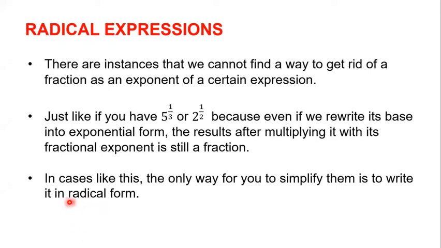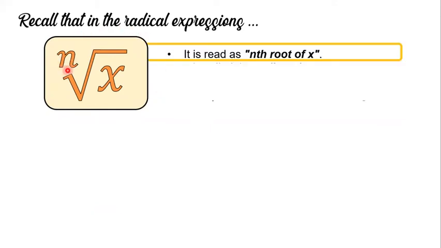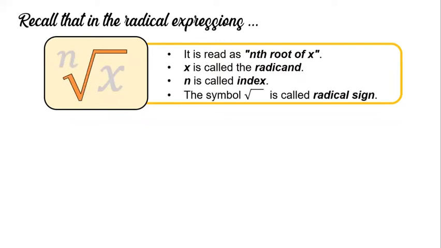So, radical, ibig sabihin may mga roots. Let us recall, ano nga ba ang mga radicals? Remember, sa mga radical expressions in general form, ang tawag sa buong ito ay radical. Ayan. Ang basa sa radical na ito ay nth root of x. Isa-isahin naman natin ang mga parts ng radical. Radicand ang tawag sa x, index ang tawag sa n, at radical sign naman itong symbol na to.